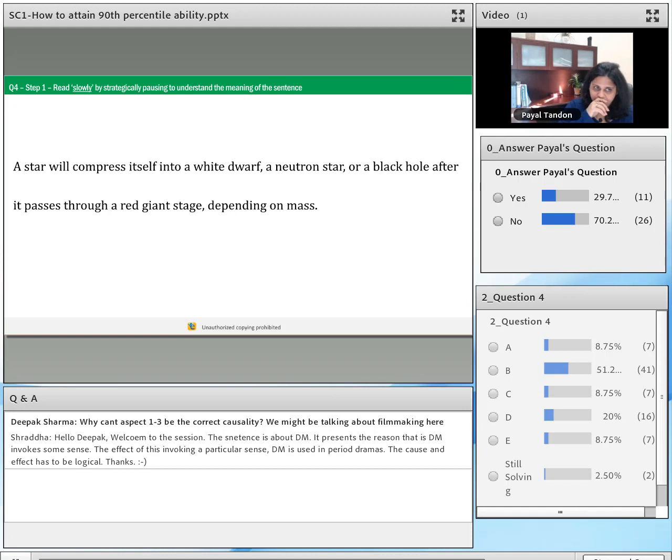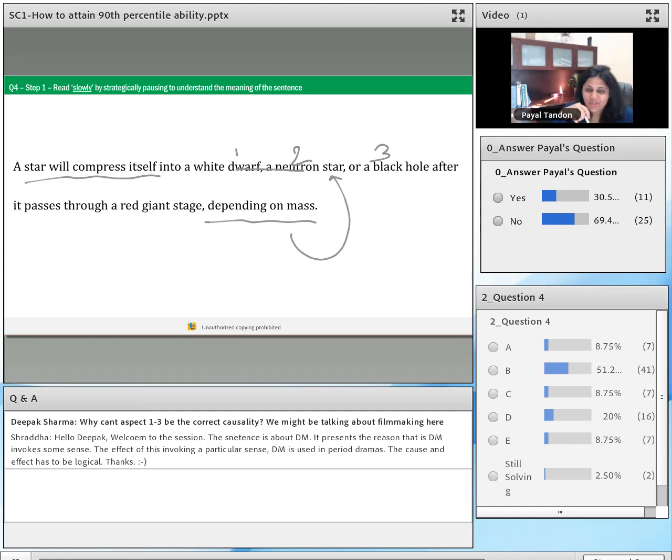A star will compress itself into a white dwarf, a neutron star, or a black hole. So it's talking about what a star will compress itself into, one, two, or three, after it passes through the red giant stage, depending on its mass. Okay. Now, this is where the problem is. The author essentially is saying, depending on its mass, should talk about whether the star will compress itself into dwarf, neutron star, or black hole.